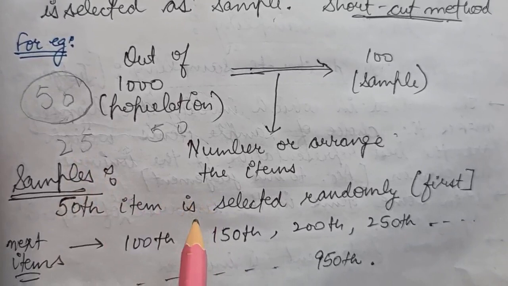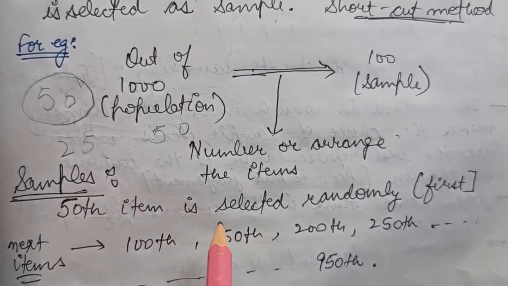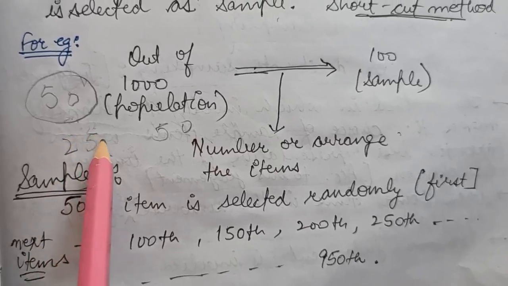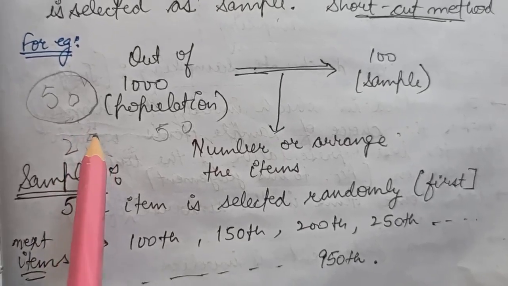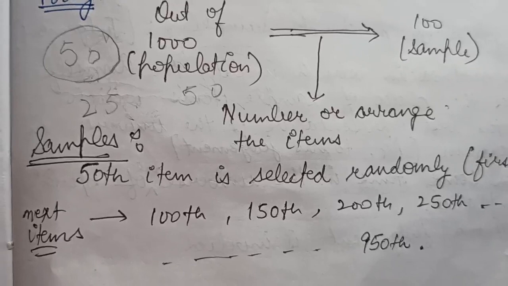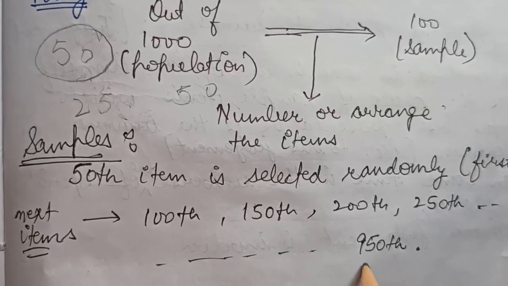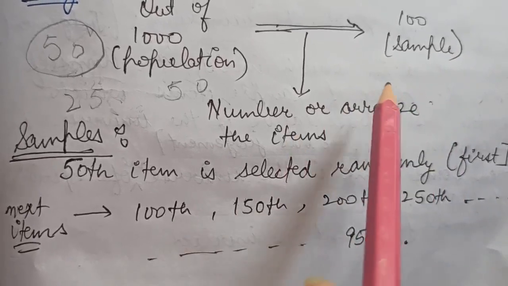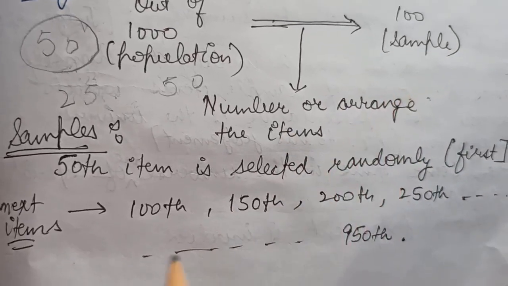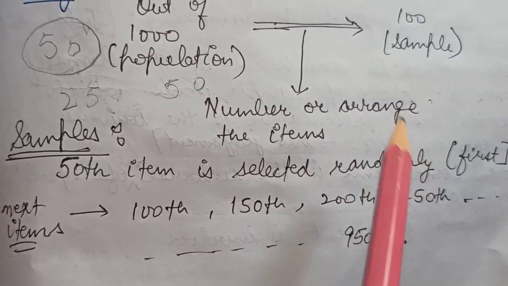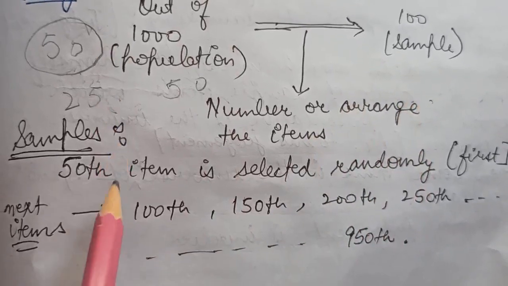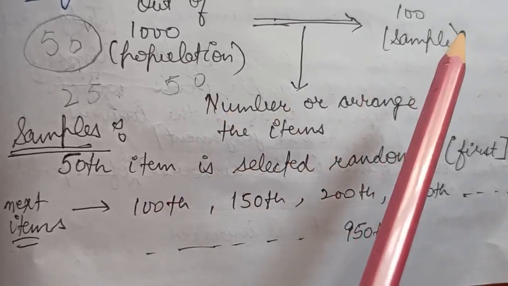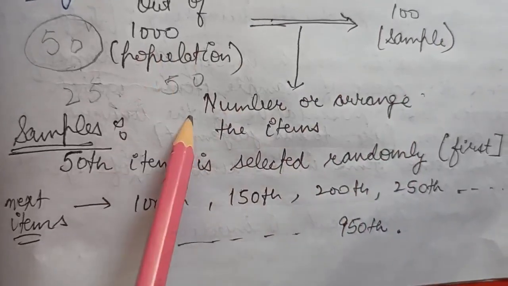Further selection of the items is based on the first item selected, and therefore this method is also known as quasi-random sampling. So like this we will go on selecting up to the 950th item so that 100 samples may be taken out, and even if your samples are not yet completed, you can again start the process from the 25th item, then 75th item. Like this you can make your 100 samples out of the given population.